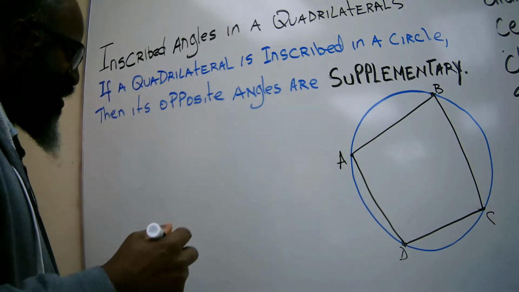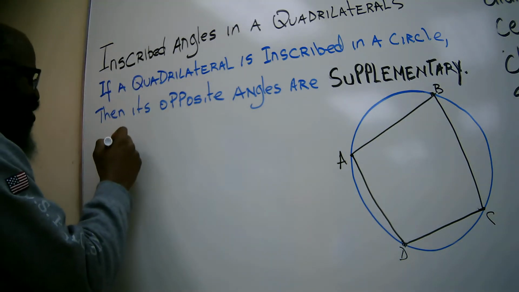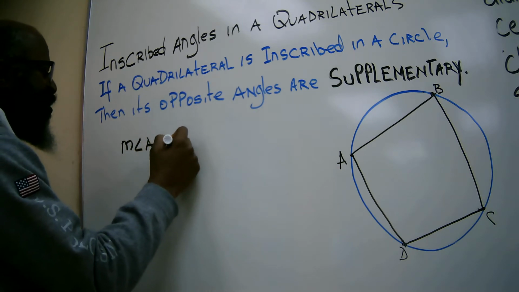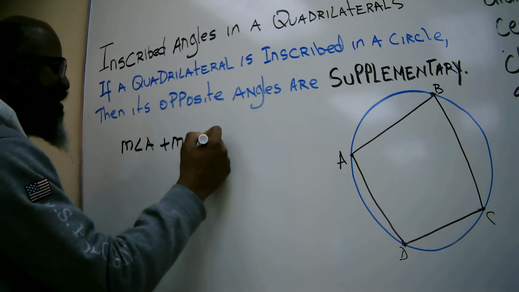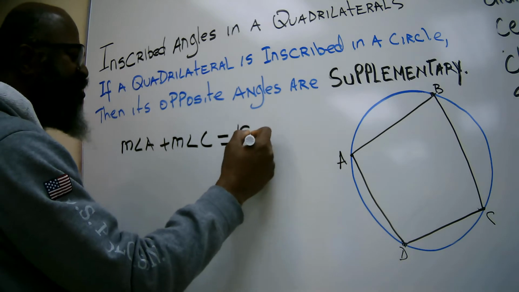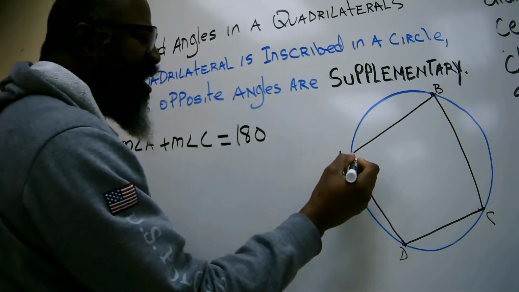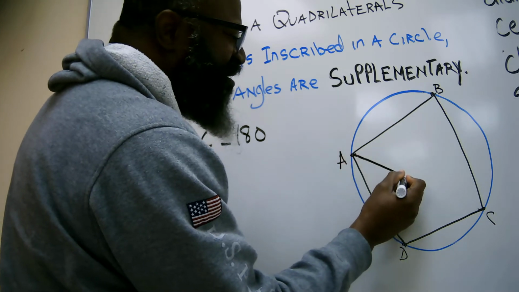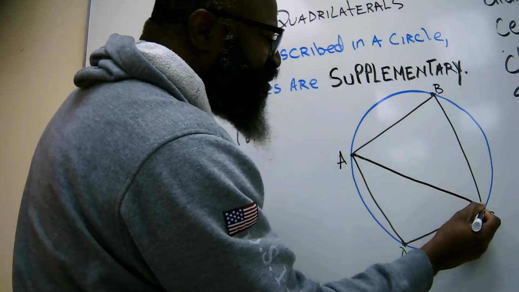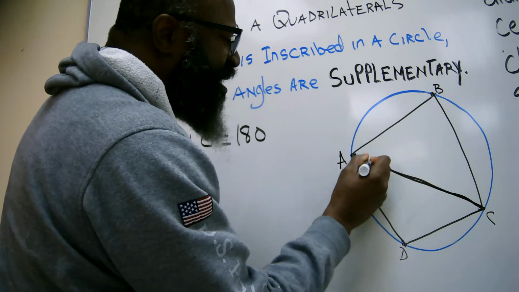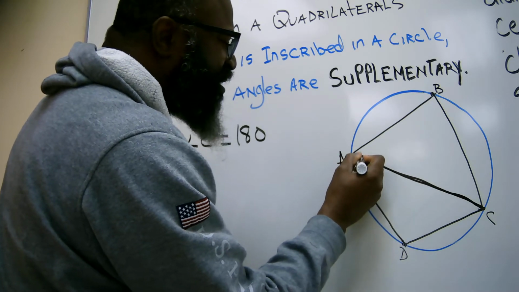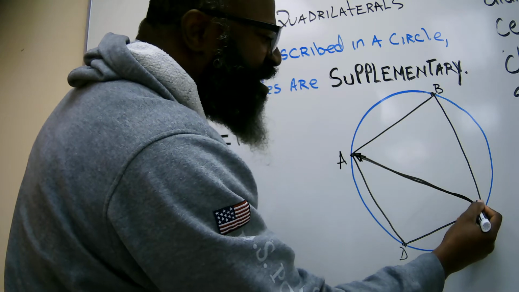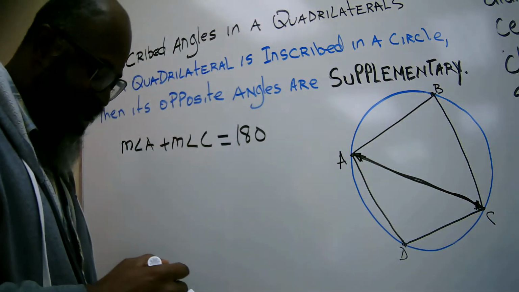So let's write this out. Supplementary angles means that the measure of angle A plus the measure of angle C in this situation must be equal to 180, because those two angles are opposite. Opposite angles are at non-consecutive vertices. A to C, right? That's the diagonal. Those two angles are opposite. Angle A and angle C are opposite, and they will sum up to 180. They are supplementary. That's what the theorem is telling you.